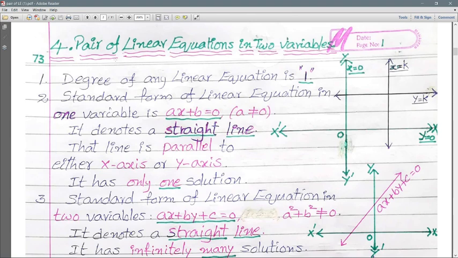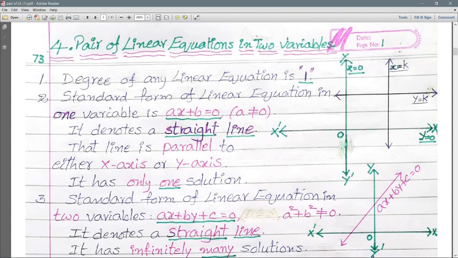First, introduction. Point number 1. The degree of any linear equation is 1. A linear equation means any equation which has first degree. But what is degree? The degree is the exponent of any variable.